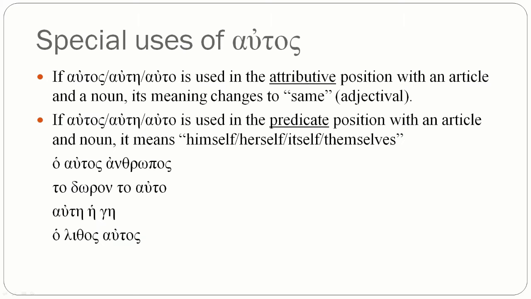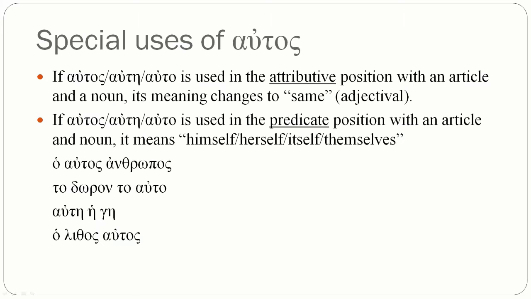In the third example, aute he ge. Notice aute is outside of the article noun group. He ge is the article noun. Aute is sitting in front of that. Therefore, this is in the predicate position, in which case this means self. So he ge is the earth, and aute would make it the earth itself. Okay, the earth itself.